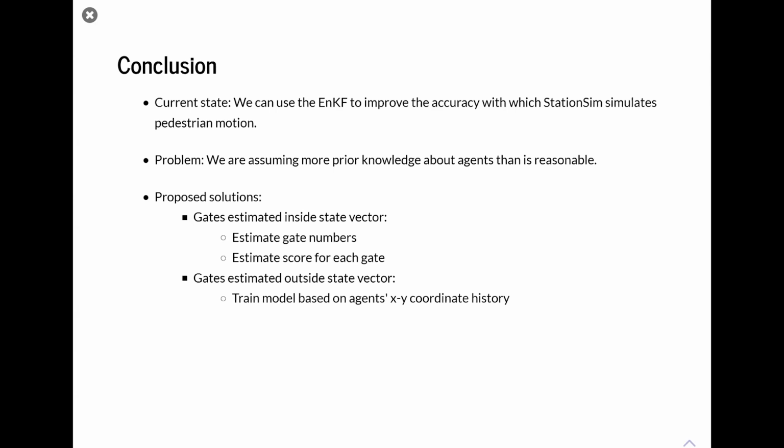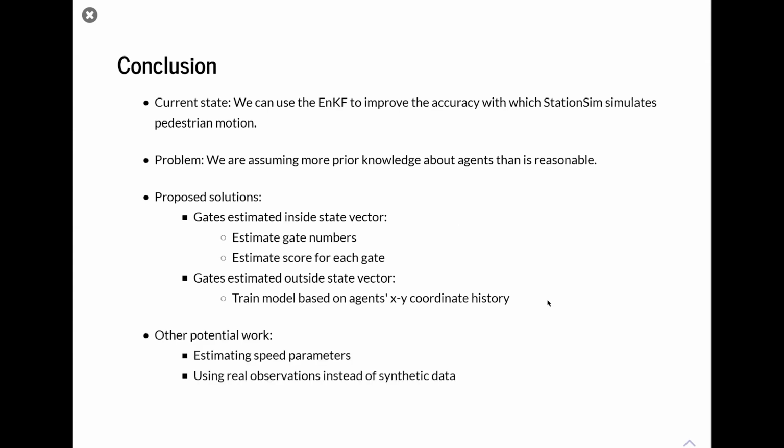And so I've proposed a few solutions, which I'll probably be looking into over the next few months, which is estimating the gate numbers, estimating scores for each of the gates, or perhaps training a model based on the agent's XY coordinate history. Some other potential avenues that I might look at: like I said, speed is not something that we necessarily know. We could also include that in the estimation. And I'd also be looking eventually to start using some real observations instead of synthetic data for the data simulation.